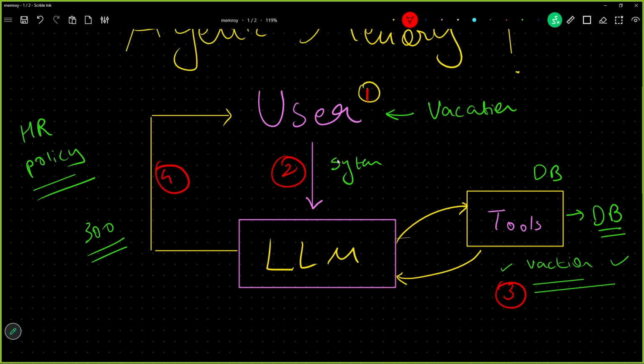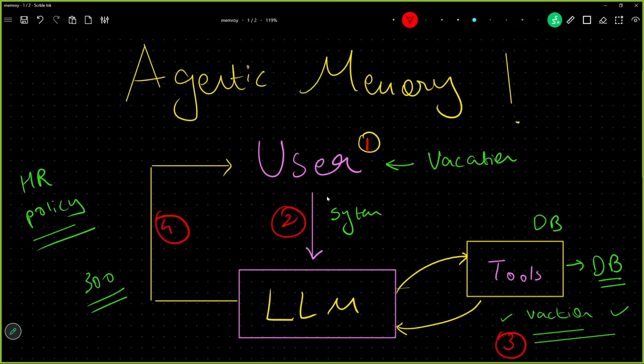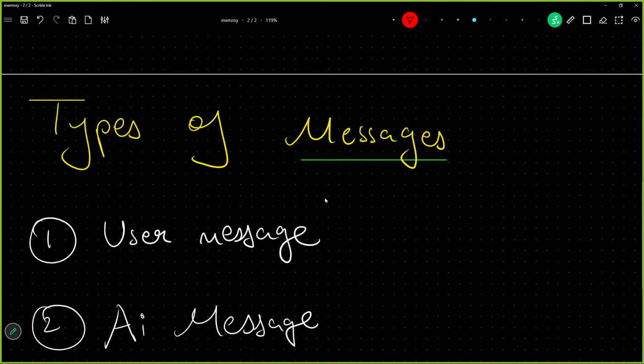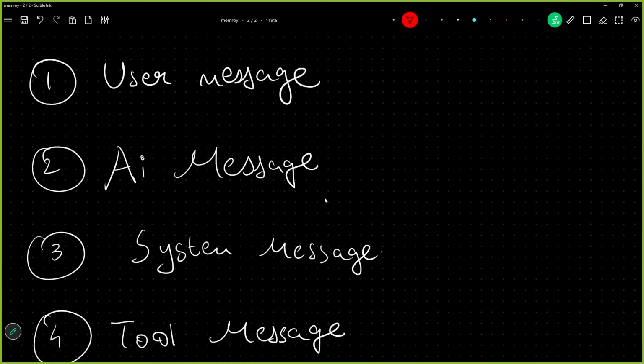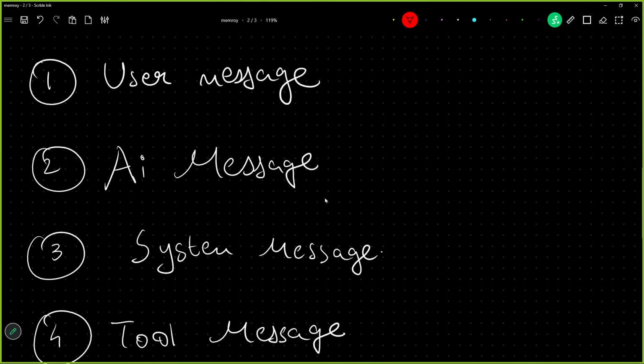All right. Now, what are these? These are different messages, and they are defined technically in an agentic flow. So let us first understand these messages, and only then can we go on to understand the memory part. Every time an AI agent is running, multiple kinds of messages come into the picture. These are the four kinds of messages which come.